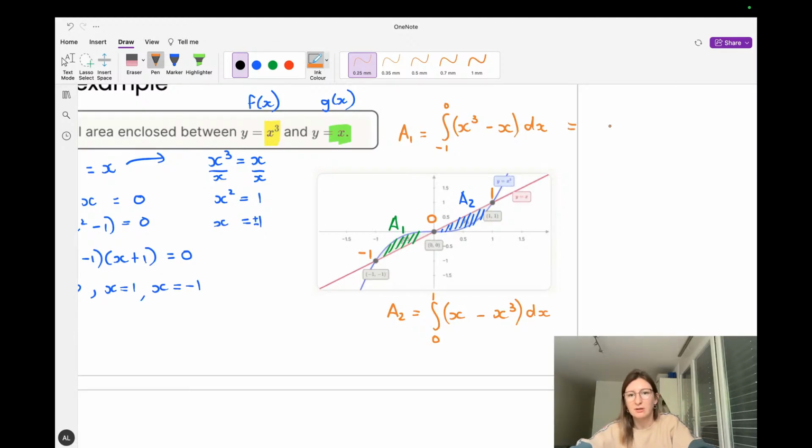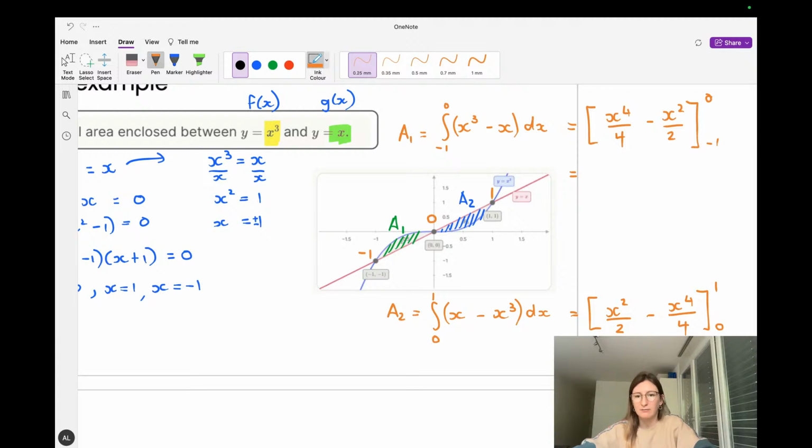So we would say, well, the integral is then x to the 4 over 4 minus x squared over 2 from minus 1 to 0. And I would figure out what that was. And for this one, it's x squared over 2 minus x to the 4 over 4, but from 0 to 1, and get a value. And then once you have those 2 values, you just add them together. So the area of the one plus the area of the other gives you your total area.